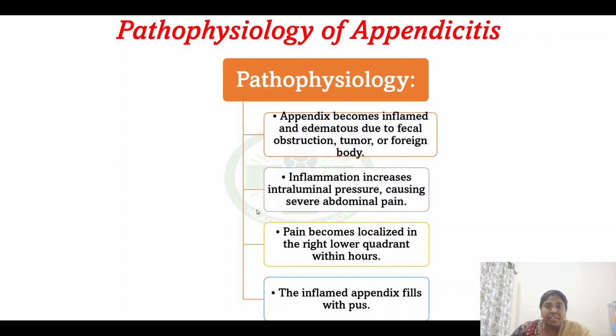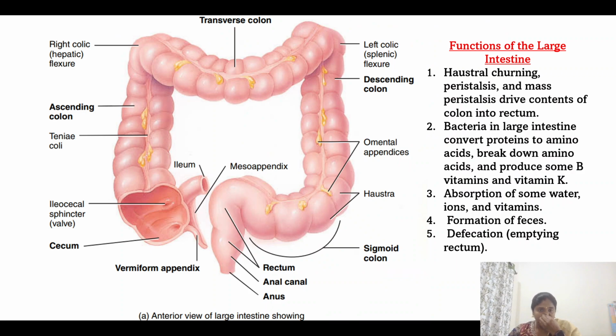Then due to that, there will be inflammation increasing the intraluminal pressure. So within the 10 centimeter appendix, there will be increased pressure, causing more severe abdominal pain, and the pain becomes localized. So the patient will most of the time complain at the lower quadrant, and the inflamed appendix will fill with pus later if not treated.